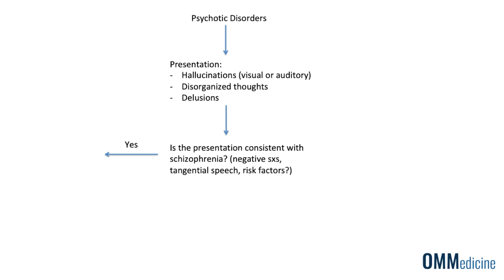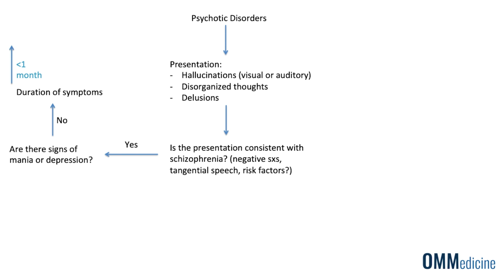So if we decide that a patient does have a presentation consistent with a schizophrenia-like illness, we then need to ask ourselves, is there also a concurrent mania or depression that is also going on? And if they do not have any mania or depression, we need to look at the duration that these symptoms have been present for. So if these psychotic symptoms have been present for greater than 1 day but less than a month, that would be considered a brief psychotic disorder.